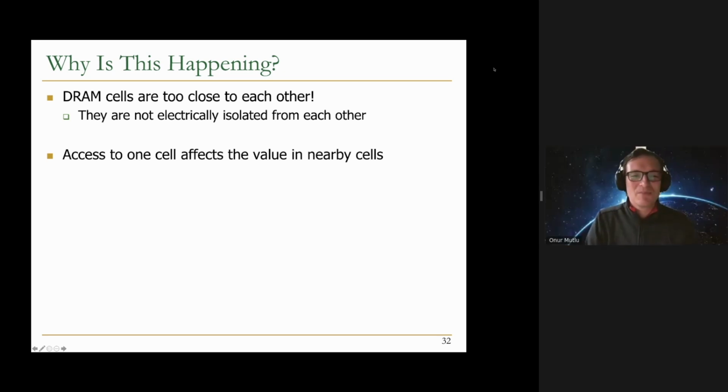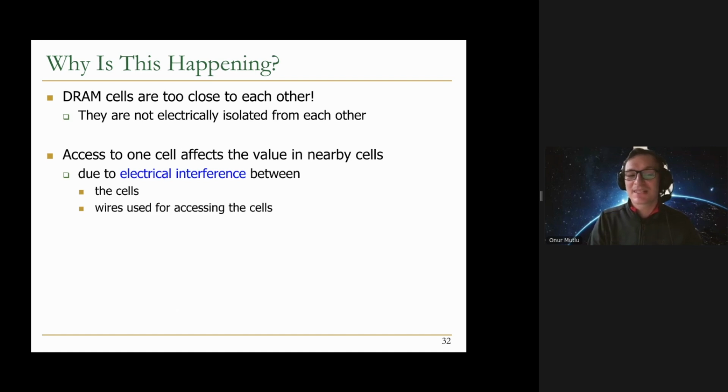Okay, thanks. So the DRAM cells are essentially too close to each other. Access to one cell affects the value in nearby cells due to electrical interference between the cells and the wires used for accessing the cells. And that's essentially the read disturbance that I talked about. This is also called cell-to-cell coupling or interference.